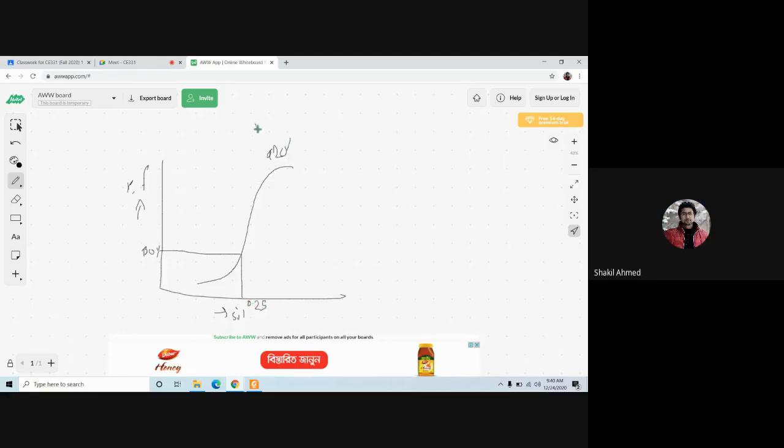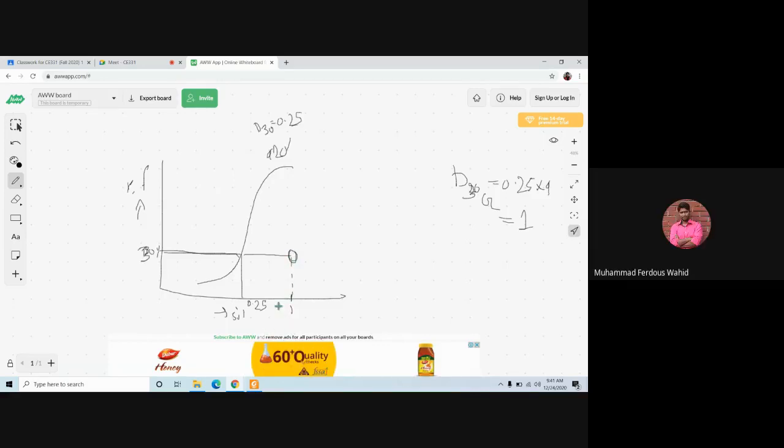So D30 of this 420 is 0.25. Now the D30 of the gravel pack material will be 0.25 into 4. That means 1. So this is 30% by the way, 30% and 1 may be here. You get this point, right? Yes, sir. Now you plot a similar shape curve, parallel to this curve, which will pass through this point like this. Clear?